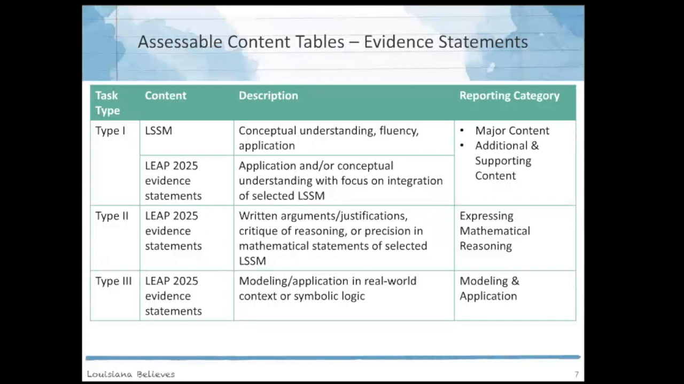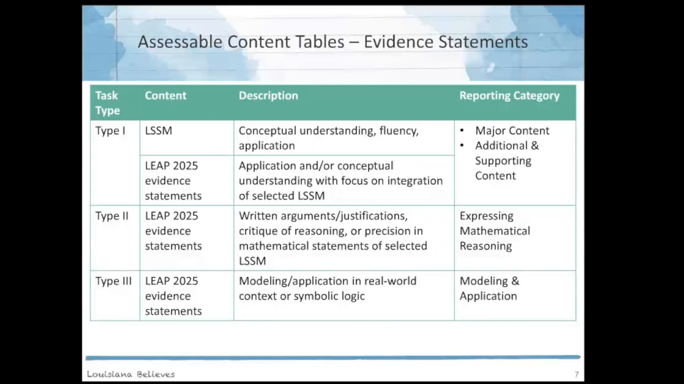When we talk about the different tasks, we talk about them as task types. There's type 1, type 2, and type 3. Type 1 is our machine scored items. They can be 1 point, the majority are 1 point. Some are 2 point items, and they'll have 2 parts. Each part is machine scored. Each part is worth a point, and we'll look at an example of that.